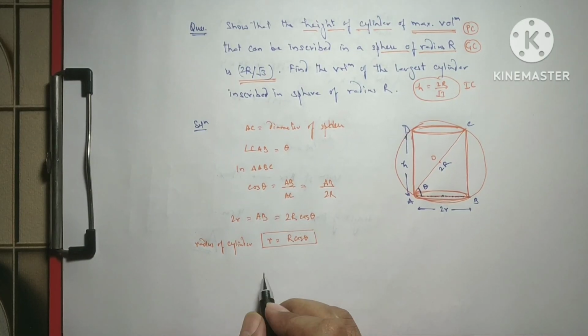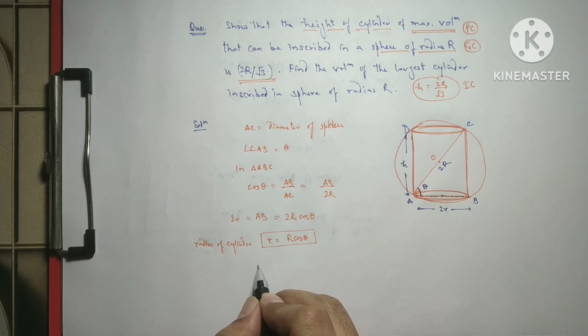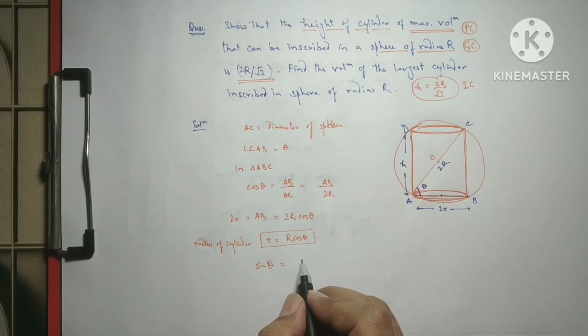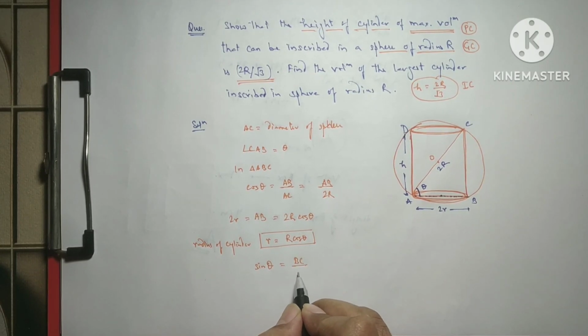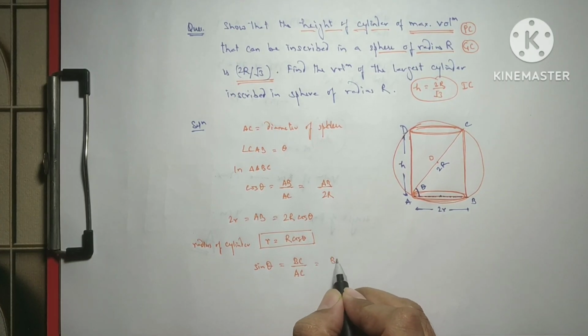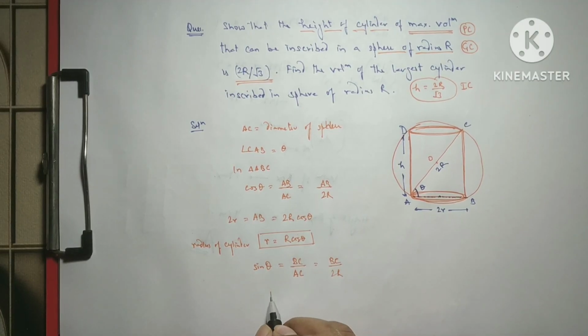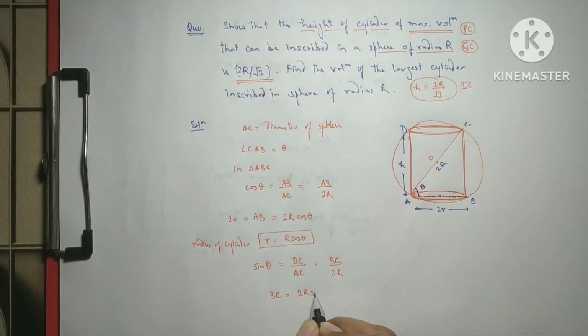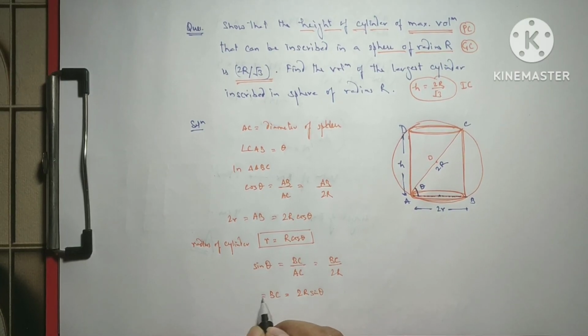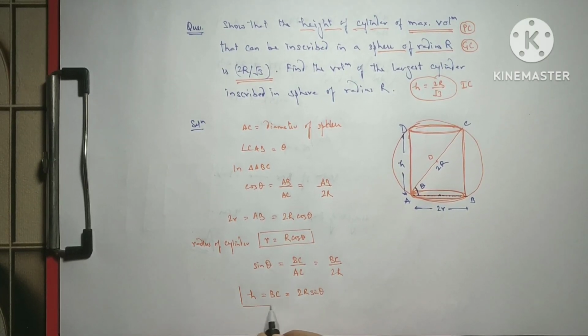And what about the height? So we want BC. In triangle ABC, if we take sine theta, sine theta is perpendicular BC over hypotenuse AC. So BC over 2r. So BC equals 2r sine theta, and BC is the height of the cylinder.